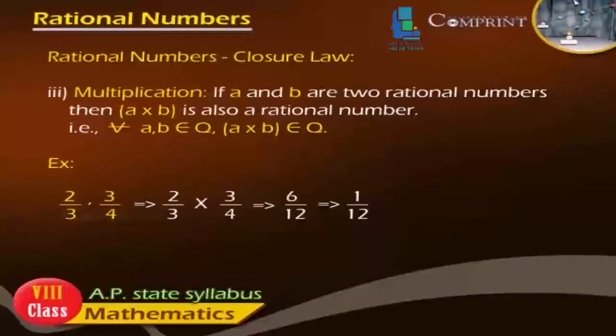Rational numbers closure law. Multiplication. If a and b are two rational numbers, then a into b is also a rational number. That is, for all a, b belongs to capital Q, a into b belongs to capital Q. Example: 2 by 3, 3 by 4 implies 2 by 3 into 3 by 4 implies 6 by 12 implies 1 by 12. Here 2 by 3, 3 by 4 and 1 by 12 are rational numbers.